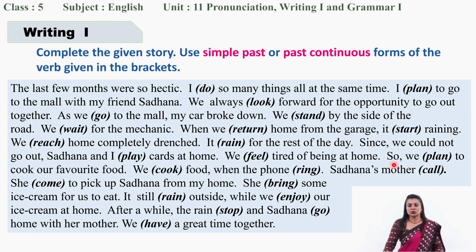That's nice. So we plan to cook our favorite food. So, yes, we were planning. Correct. The next one. We cook food when the phone rings. So, how do you write it now? We were cooking food when the phone rang. Okay, on one side there is past continuous and on the other side there is, yes, simple past.